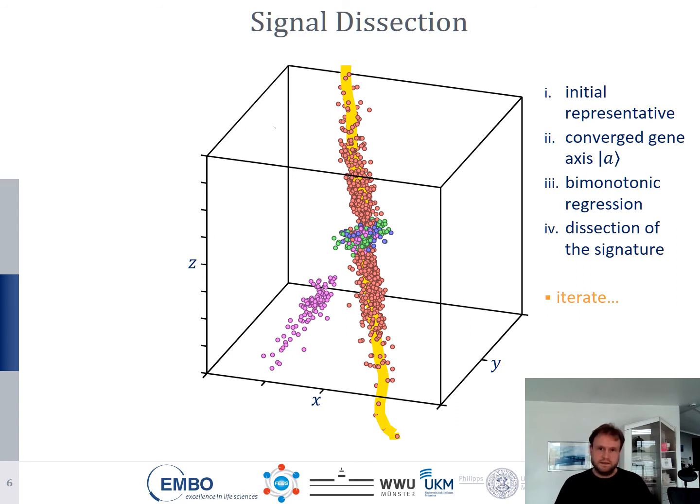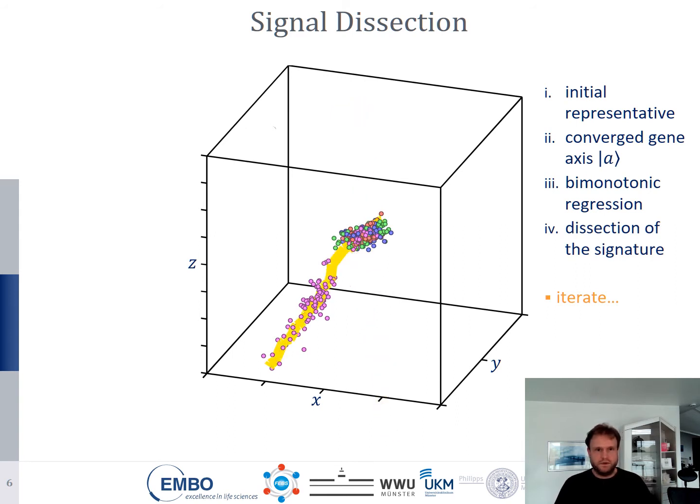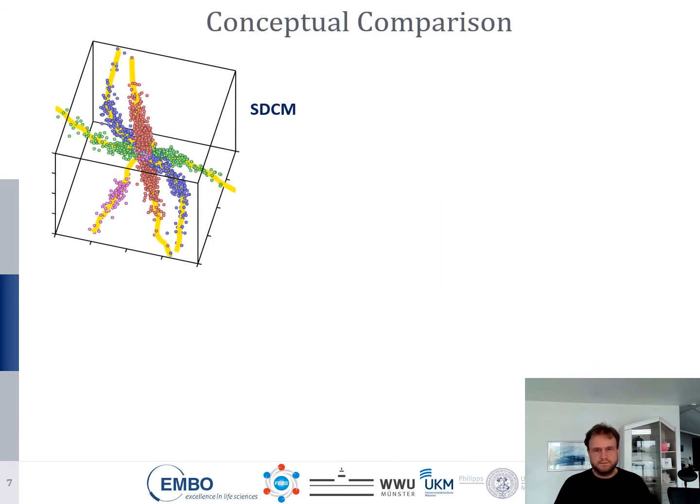Okay, then we can dissect it again and iterate for the remaining effects and this offset effect. And at this time, a statistical model for correlation significance and signature strength significance says nothing is significant anymore, and Sdcm terminates. Here you see all 4 signature curves that were detected again.